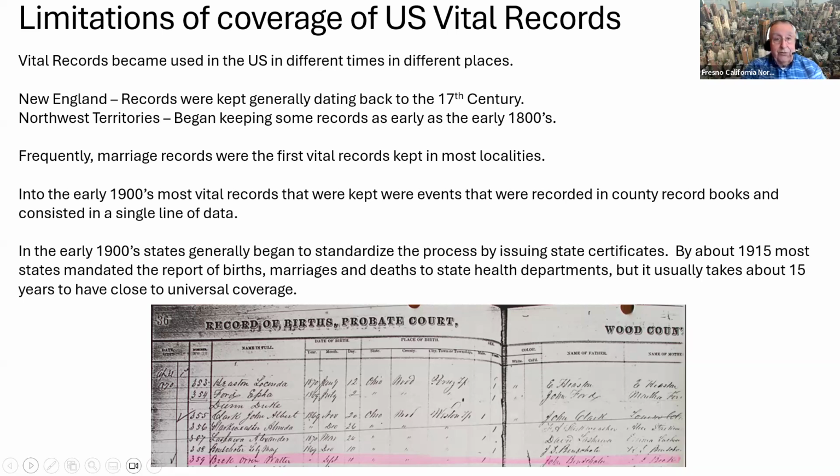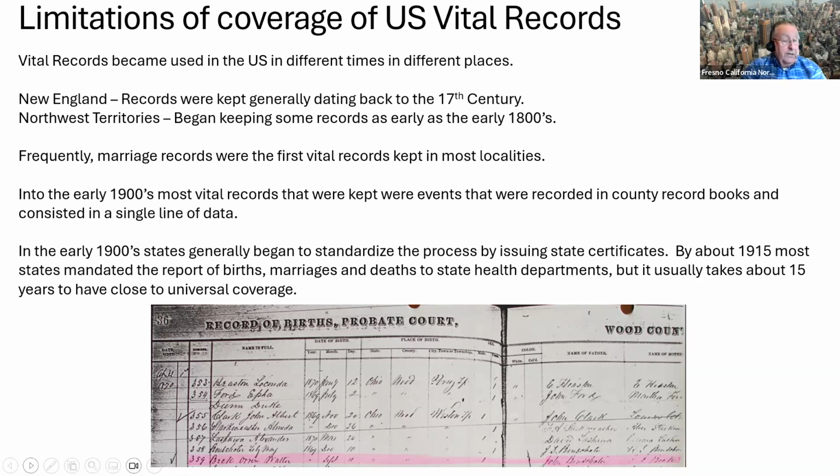In the Northwest Territories, they began keeping some vital records as early as the early 1800s. Frequently, marriage records were the very first vital records that were kept in most localities. Birth and death information wasn't as important as keeping track of who married whom. In the early 1900s, before many certificates were created, a lot of counties kept records.